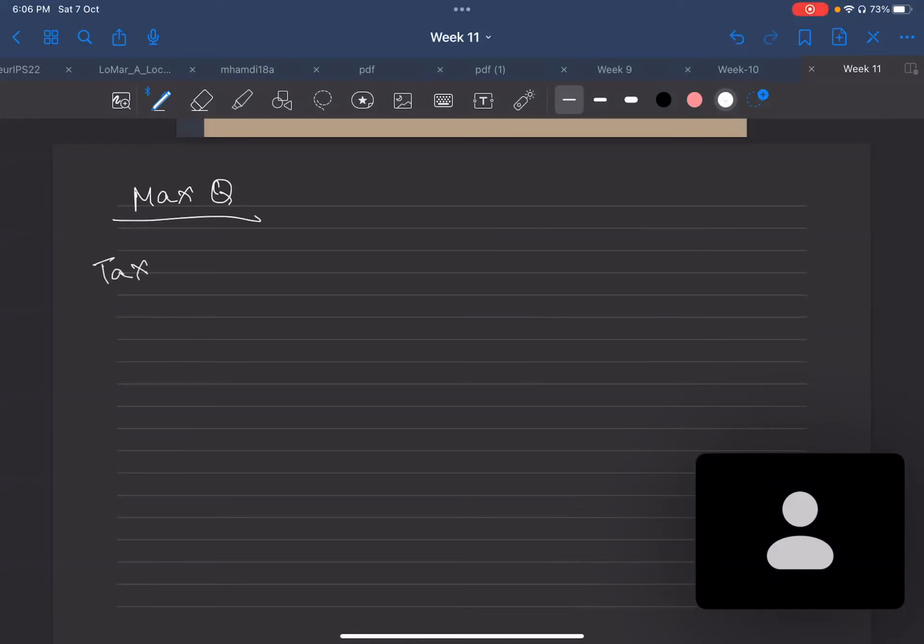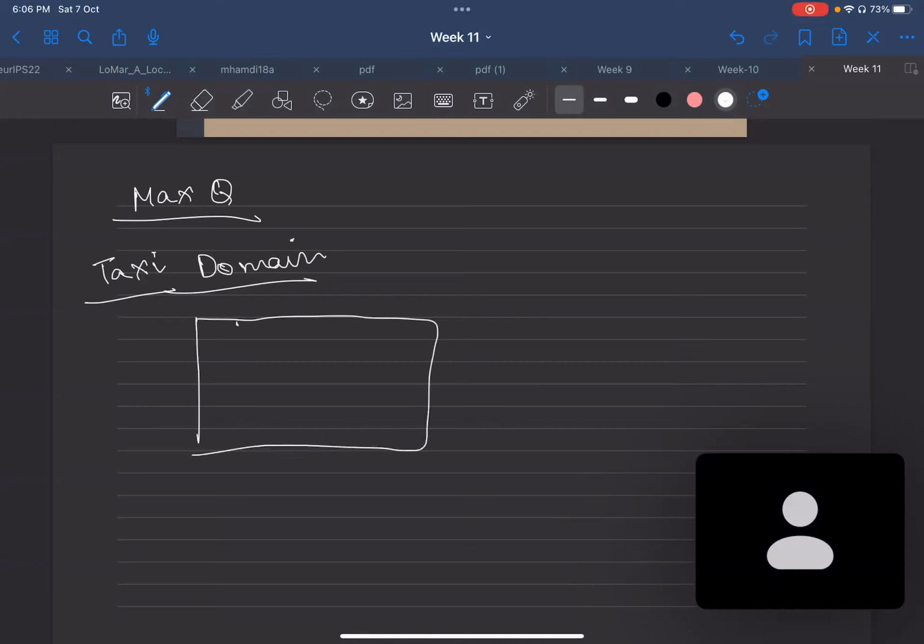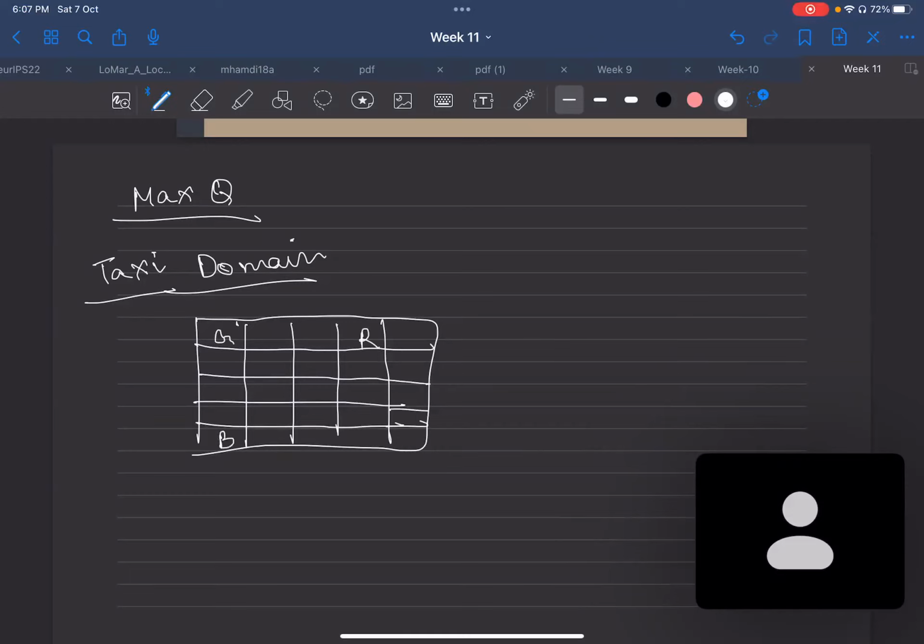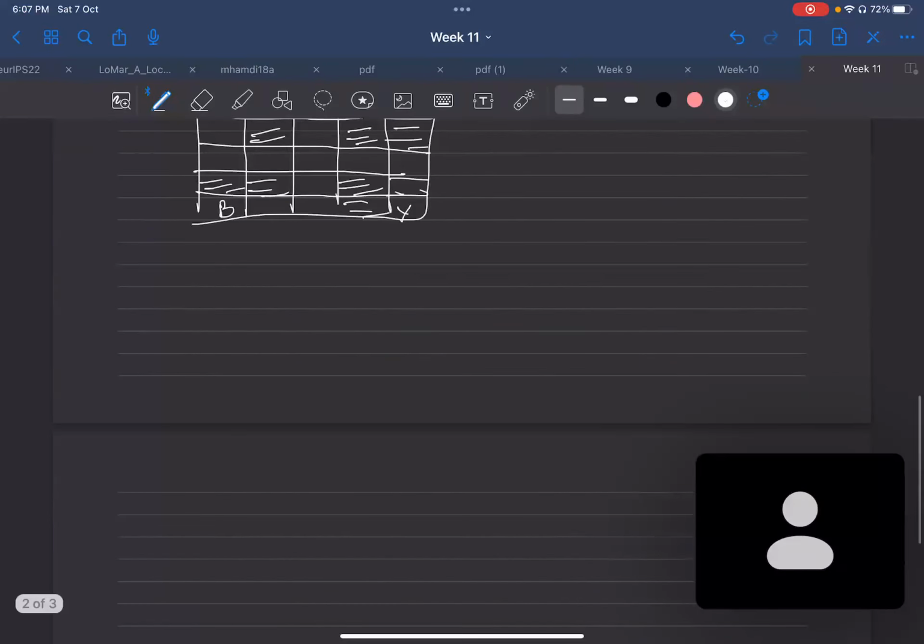So let's first take the same example, the taxi domain example. These are green, R, B, Y. Let us take them as places. These are the obstacles which I am making. So what is the problem? Any doubts? Okay.